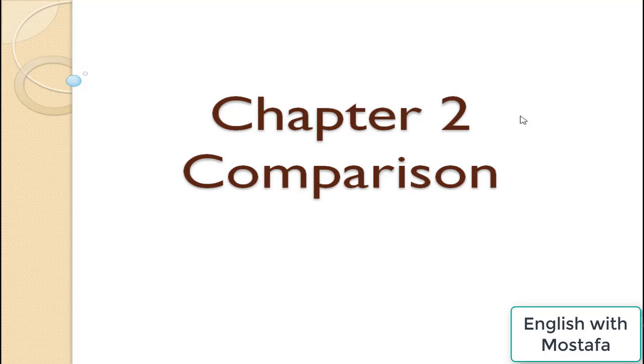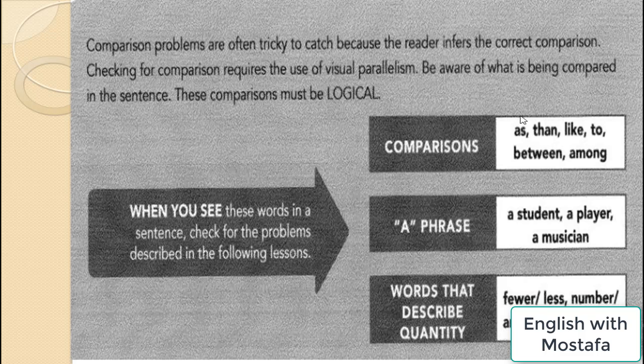We started before. This is chapter 2 and we're going to talk about comparisons. In this episode you are going to learn how to spot errors in comparisons easily while writing. I will tell you also what the different types of comparisons are. As you can see here, we're going also to talk about the A phrase and the problems with it, and the words that describe quantity.